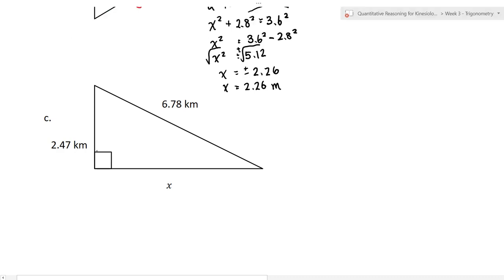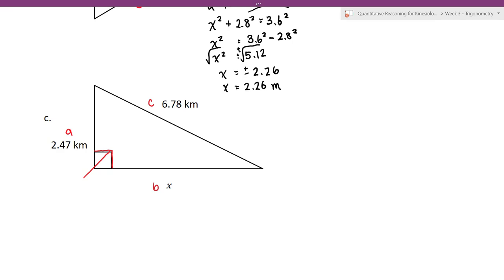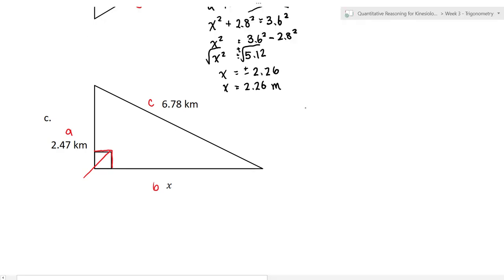Okay, so for this one in part C, I'm just going to label my sides again. So I have my right angle on this corner this time. It points to my hypotenuse, which is always C. My other two sides don't matter which one's which, so I'm going to label this one A and this one B. Okay, so I'll start with Pythagorean theorem. A squared plus b squared equals c squared. My a is 2.47. My b is x. And my c is 6.78.